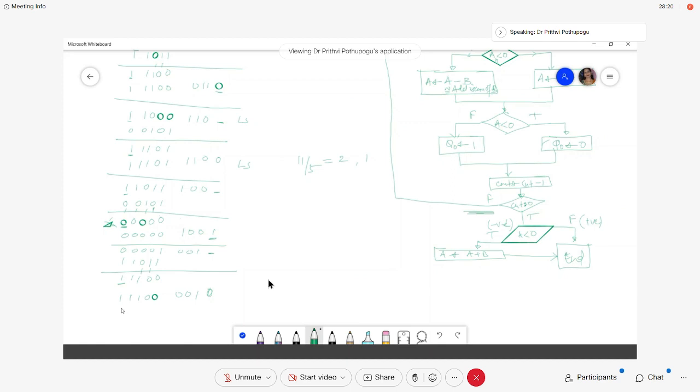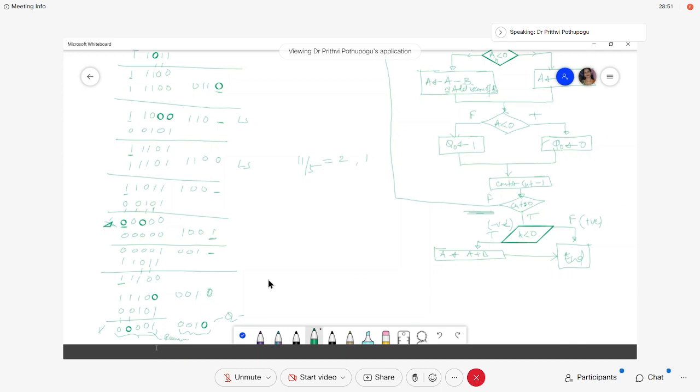So here what we have to do is add this B back, so that the result will be this, and this we discard. This is the quotient. Q gives you the quotient, and this gives you the remainder.